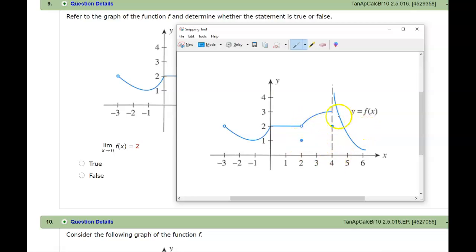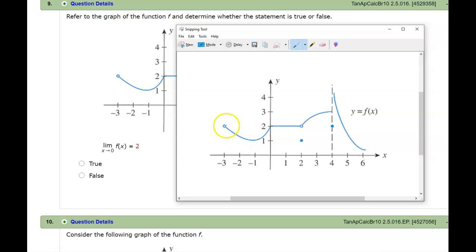At 4, we have a vertical asymptote. On the left side, the limit's fine. It's 3. But on the right side, the limit doesn't exist because it goes to infinity. My best answer would be infinity, but WebAssign requires D and E.